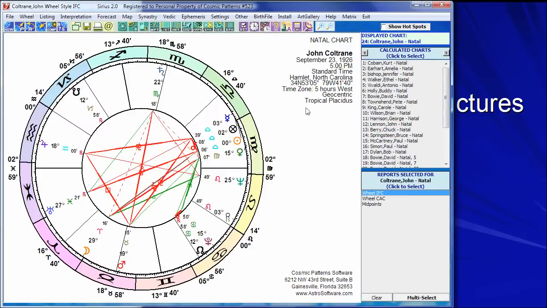John Coltrane. Here's John Coltrane's birth chart. His time is from a birth certificate, although it's on the hour, 5 p.m. So here's John Coltrane, one of the most extraordinary jazz saxophone players of all time, also unbelievably creative. Where does it come from? What could give him the capacity to move jazz saxophone playing to another level? What is it? We will see.